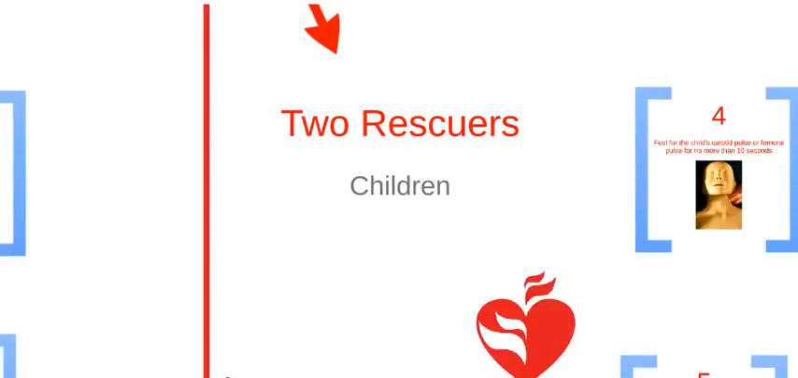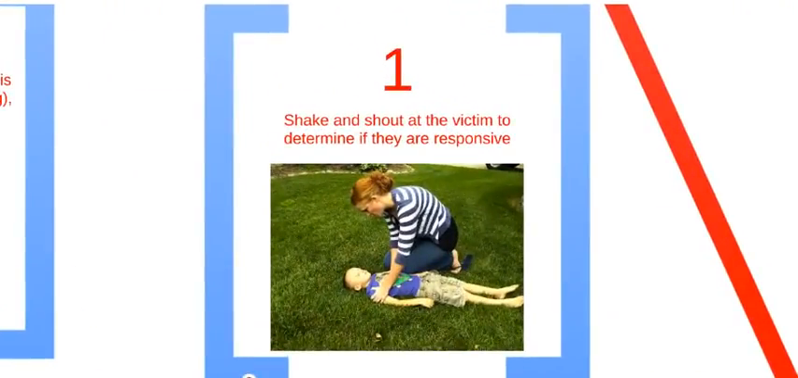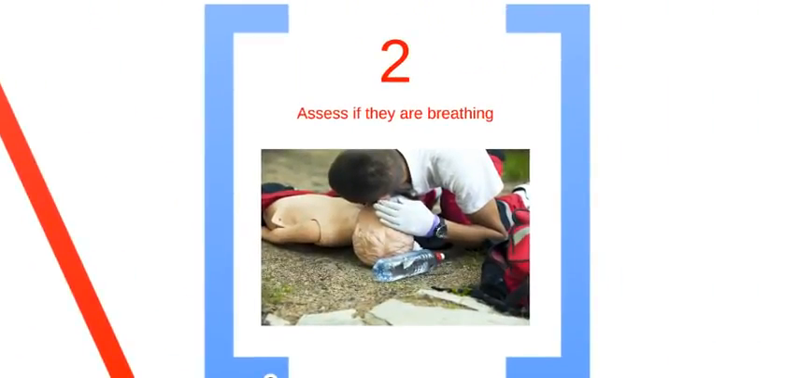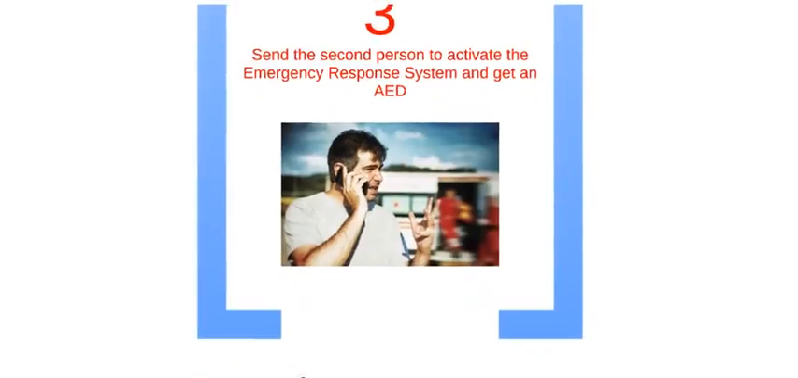Next, we'll do 2 rescuer BLS for children. You'll find that the process is very similar. Step 1 is to shake and shout at the victim to determine responsiveness, just like Step 1 was for one rescuer. Step 2, assess if they are breathing. If the child isn't responding or breathing, send the second person to activate the emergency response system and get an AED.